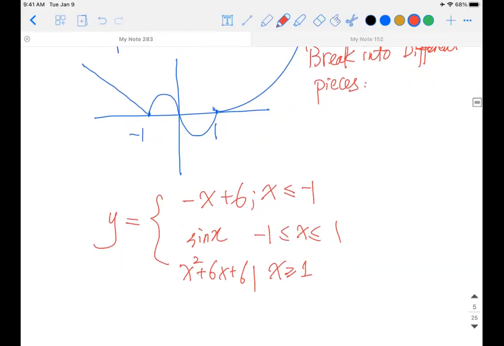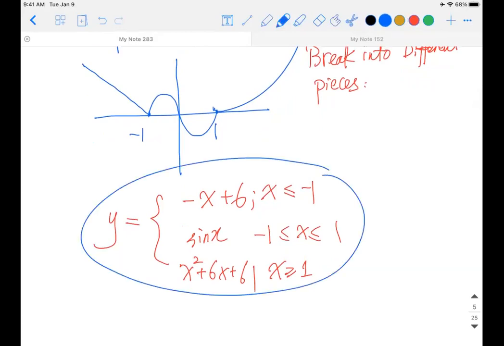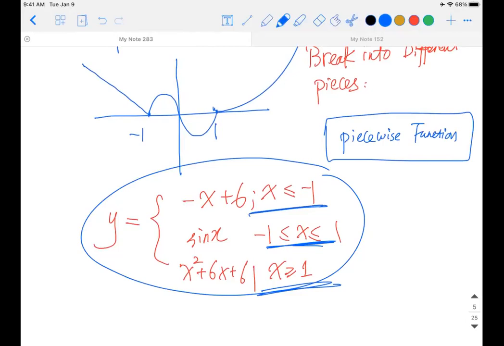Some functions, like I said, you cannot use one expression to denote the entire x domain, but you have to break it into different pieces. So we basically use such a way to present such a function. It goes for different sections. Here we give a specific name for such a function. We call it the piecewise function. Piecewise function means the function is cut into different pieces.